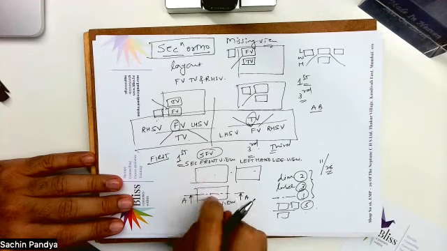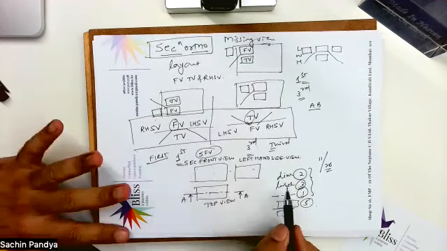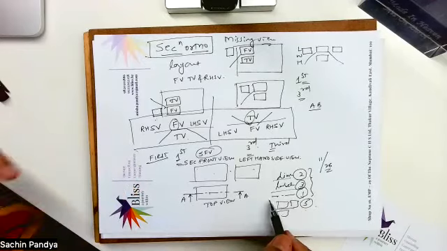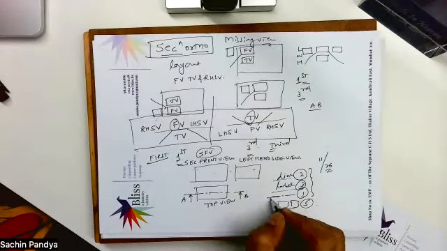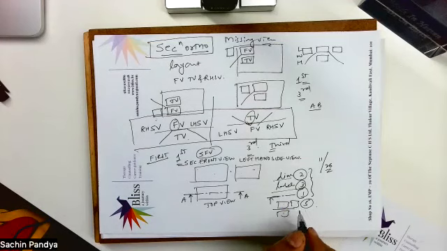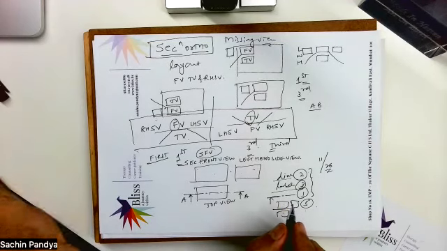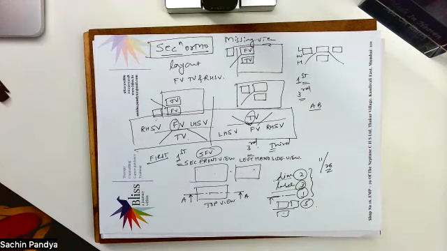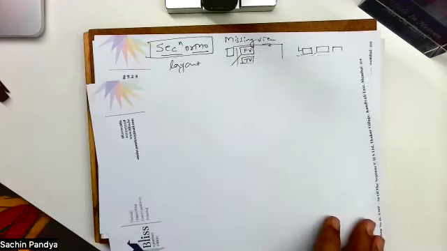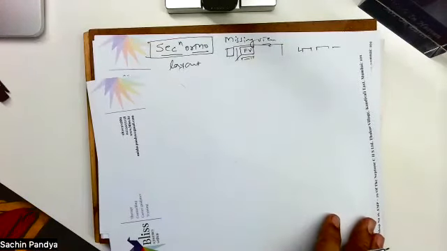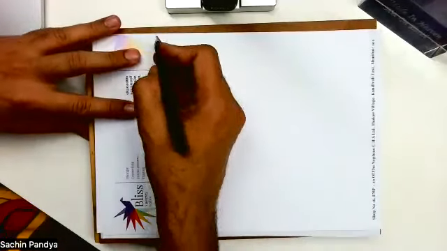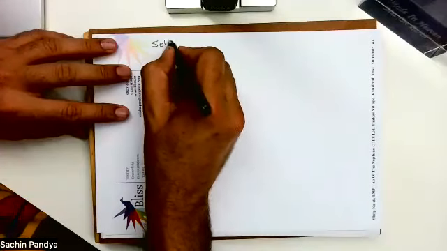Got it? So you should not leave this, all these things are very important. Dimensions, labeling, cutting plane line, and this layout are very, very important. So make sure that you do it properly. So this is section of solids. Oh, sorry, this is section orthography. Now, solids and section of solids.